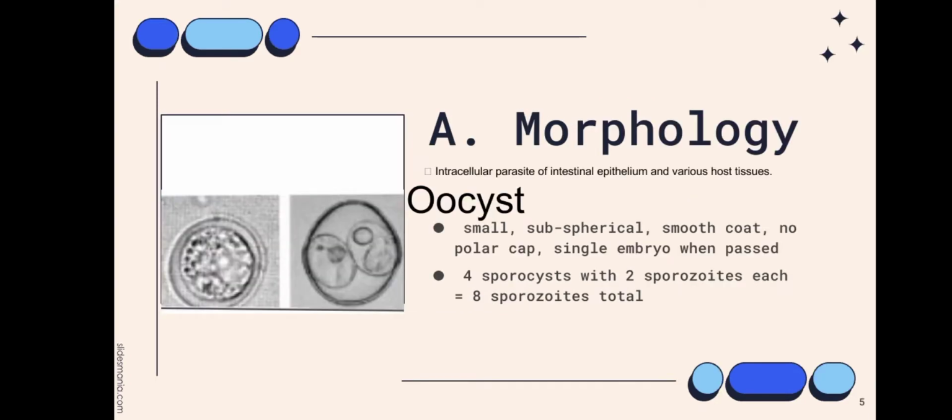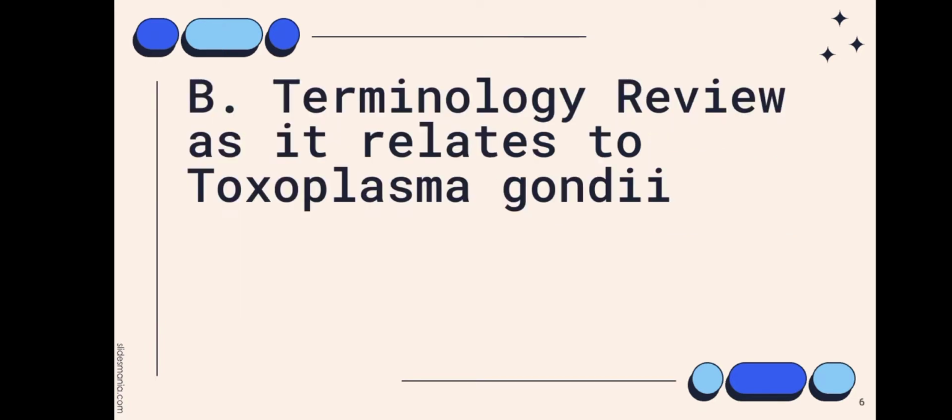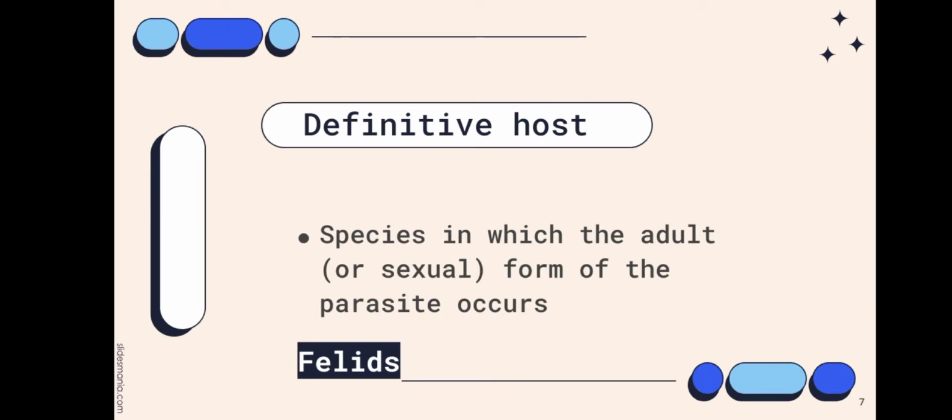The morphology of Toxoplasma gondii: it is an intracellular parasite of intestinal epithelium and various host tissues. The oocyst is small, subspherical, with a smooth coat, no polar cap, and a single embryo when passed. The sporulated oocyst contains 4 sporocysts with 2 sporozoites each, 8 sporozoites in total.